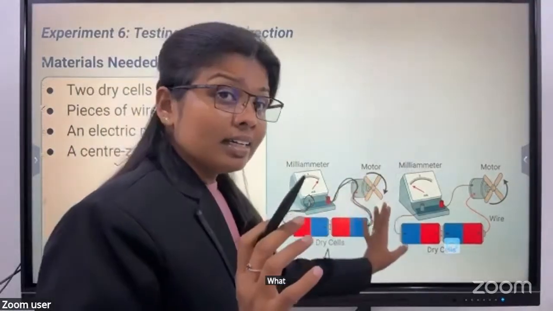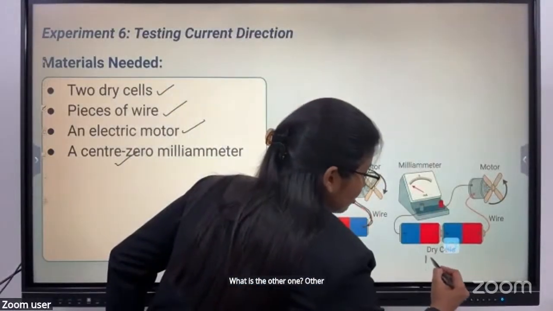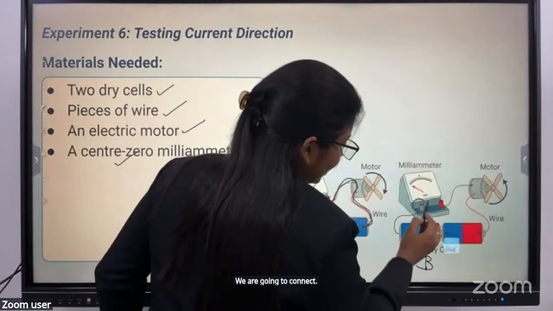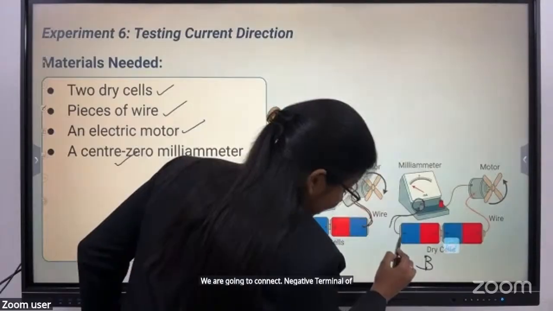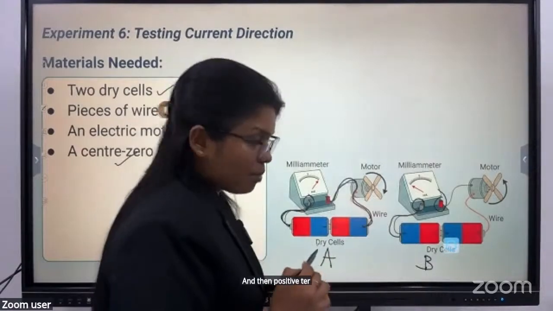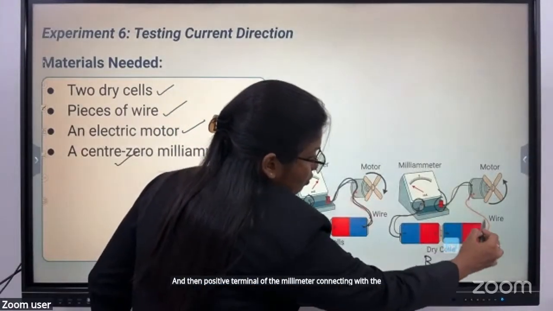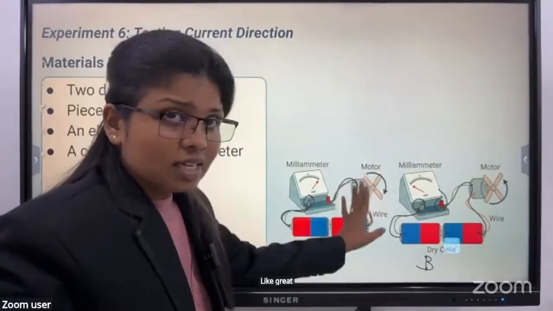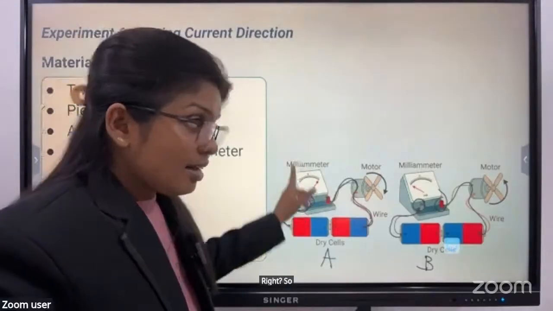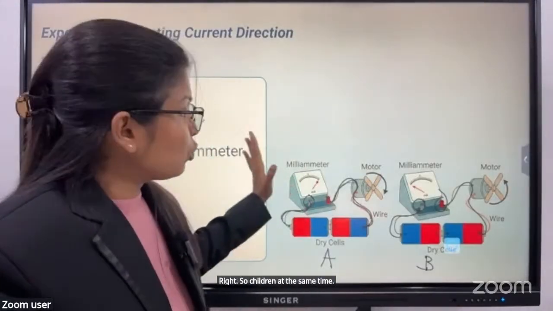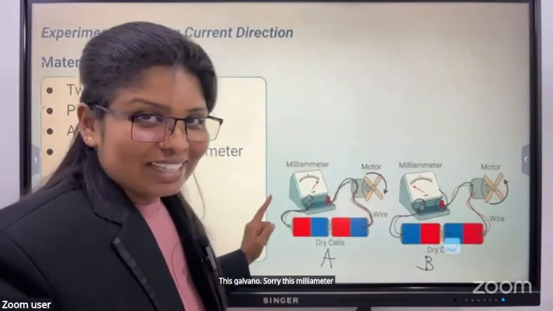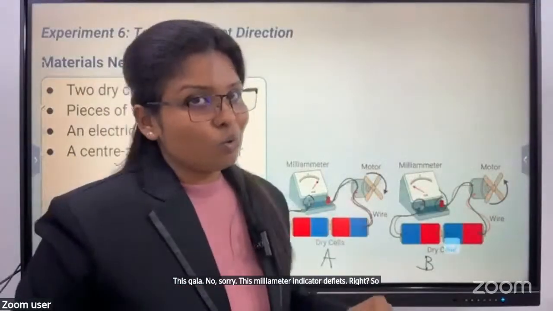What is the other setup? Setup B: we are going to connect the negative terminal of the millimeter with the negative terminal of the battery, and the positive terminal of the millimeter with the positive terminal of the battery. Then we observe the direction in which the motor rotates, right? At the same time, children, we observe to which direction the millimeter indicator deflects, so after changing the terminals also.